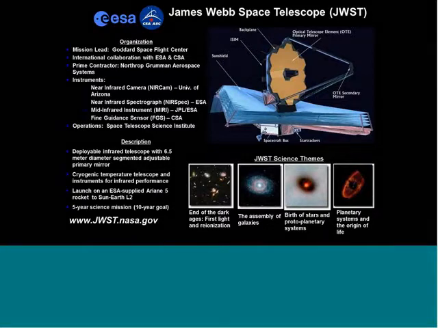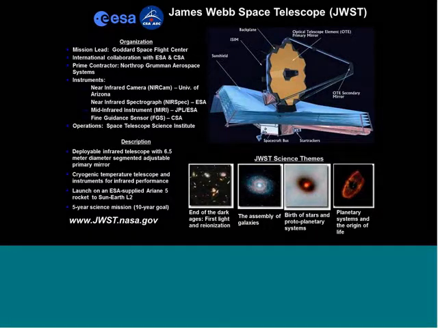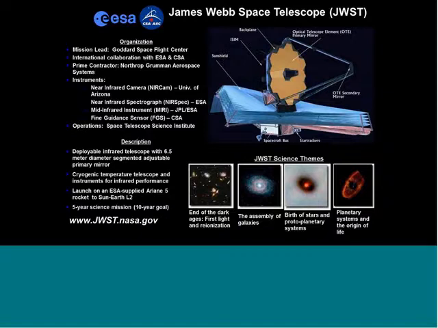Everybody should know what the James Webb Space Telescope is by now, but if not, here is a one-chart overview. It's a joint partnership between NASA, ESA, and the Canadian Space Agency. The mission is being led at Goddard Space Flight Center. Our primary contractor is Northrop Grumman. We have four instruments: a near-infrared camera, a near-infrared spectrograph, a mid-infrared instrument, and a fine guidance sensor. All operations will be conducted at Space Telescope Science Institute, where the Hubble Space Telescope is currently being operated.